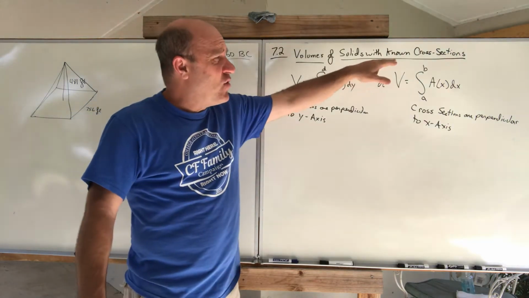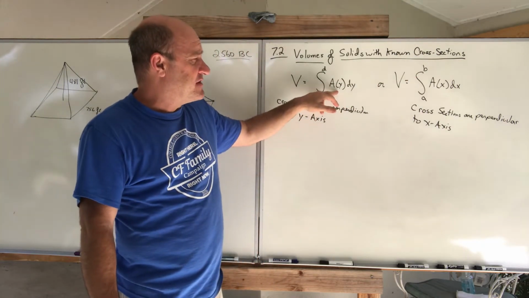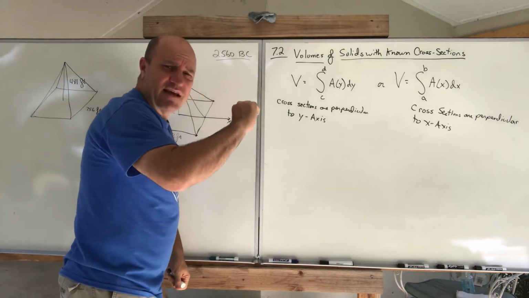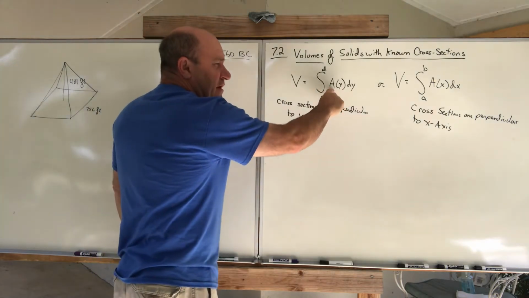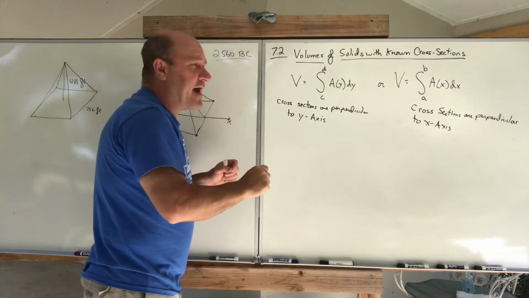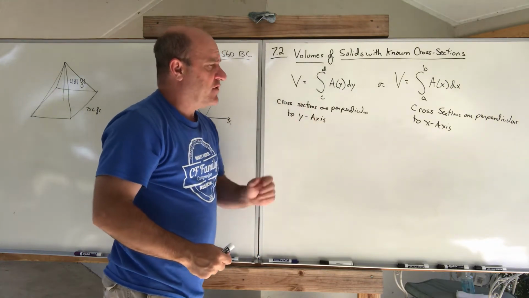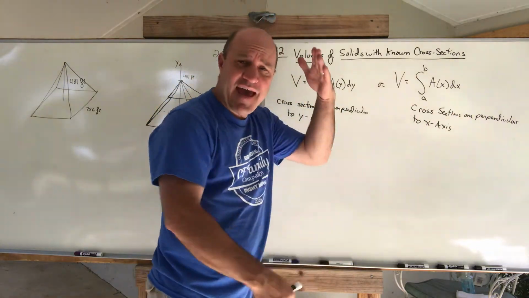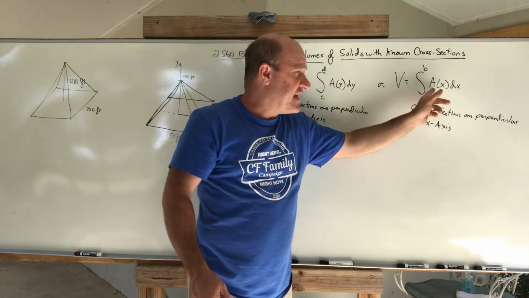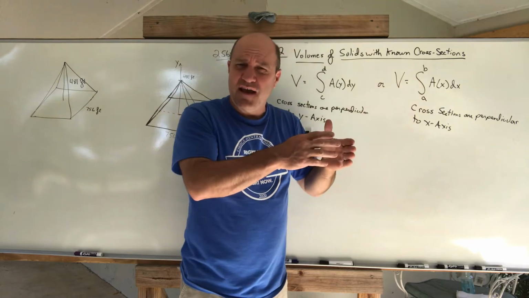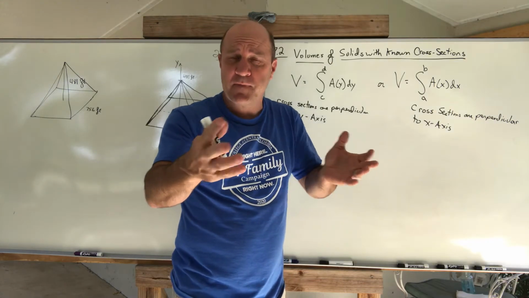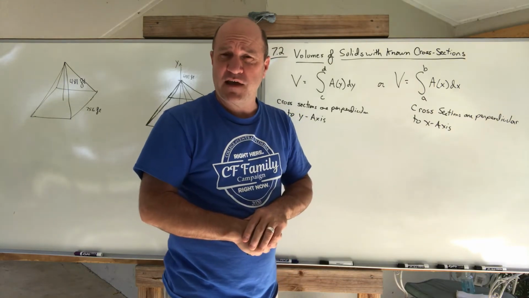But this is for any known cross section, so you end up with the area. Now, if the cross section is running perpendicular to the y-axis, its thickness is dy, and your area should be a function of y's. That was true with our disks around the y-axis. Cross sections perpendicular to the x-axis have a thickness of dx, and you work in x's, and you just need the area formula for a cross section. It could be triangular shapes or square shapes. Like I said, the circular shapes were the disk method.